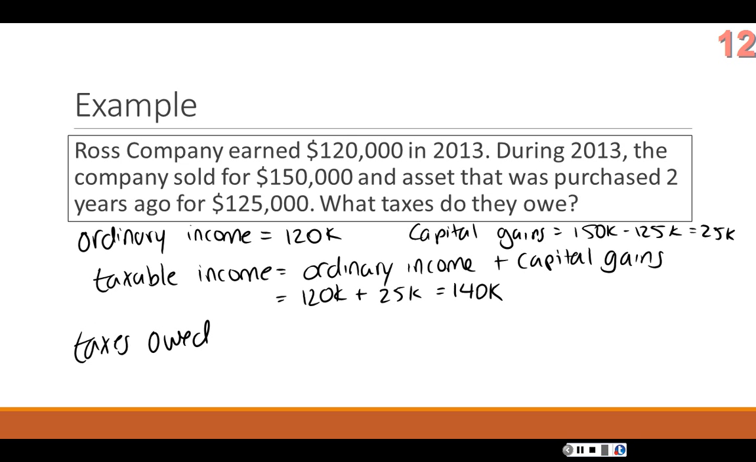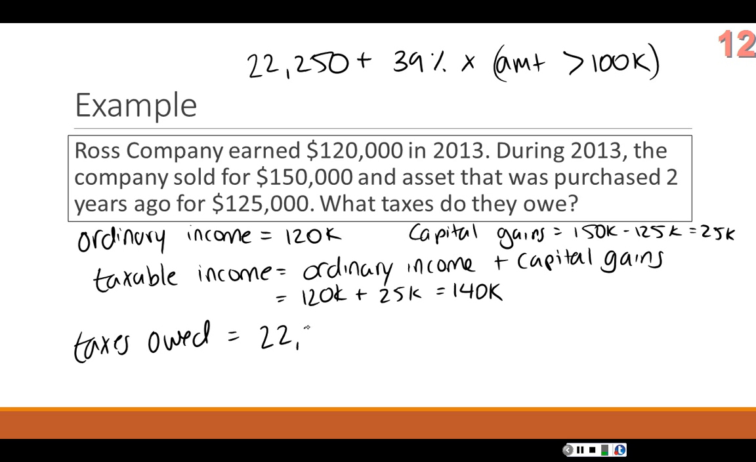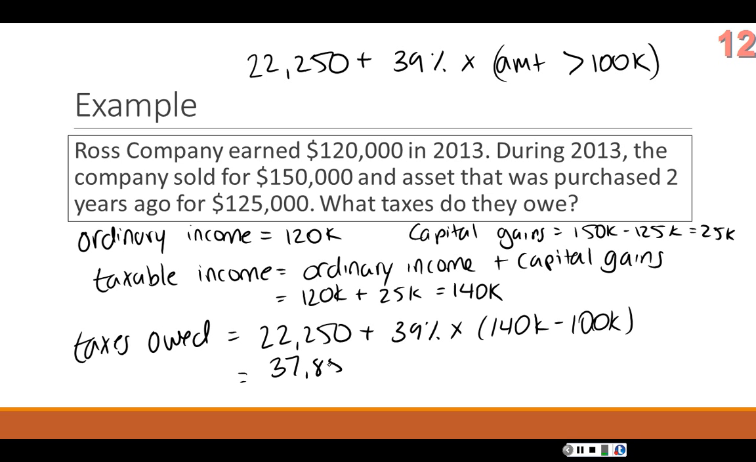$140,000 on the tax rate schedule is greater than $100,000 but less than $335,000. So their equation, the base tax, is $22,250 plus 39% times any amount greater than $100,000. So the taxes owed here, the base tax is $22,250 plus 39% times $140,000 minus $100,000. So Ross Company owes $37,850 in taxes.